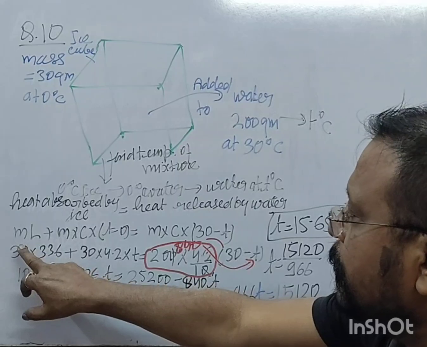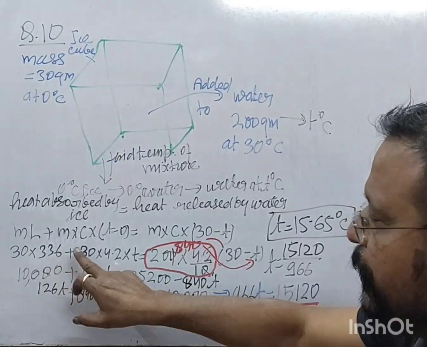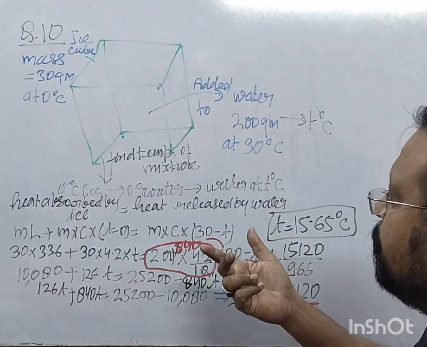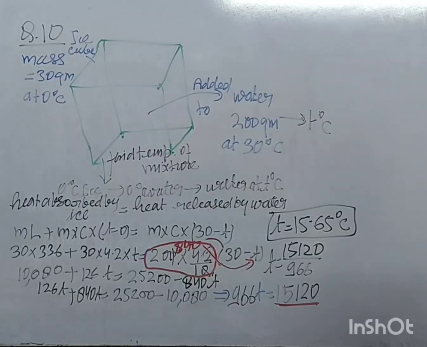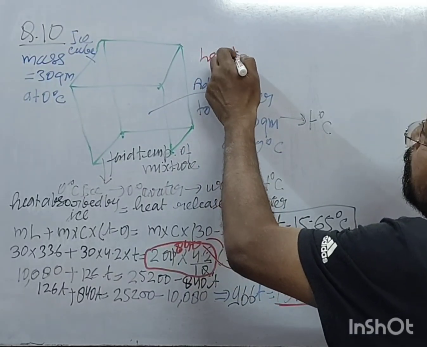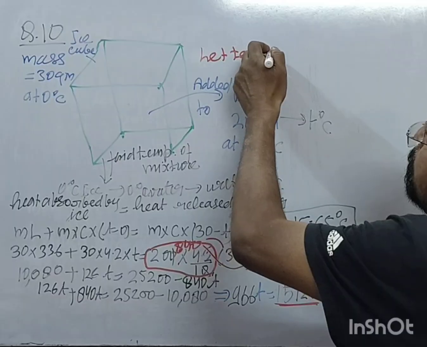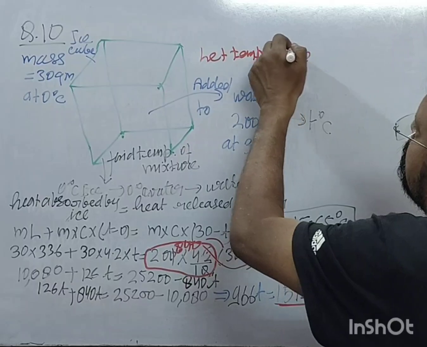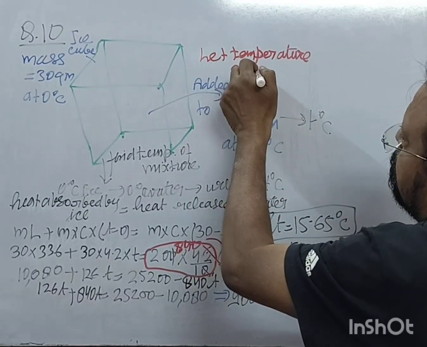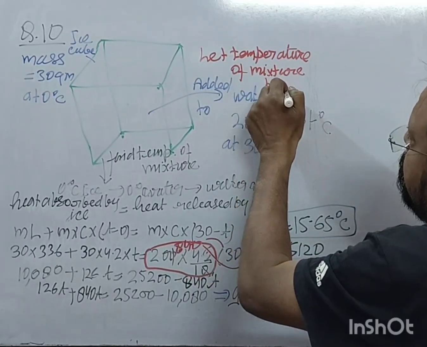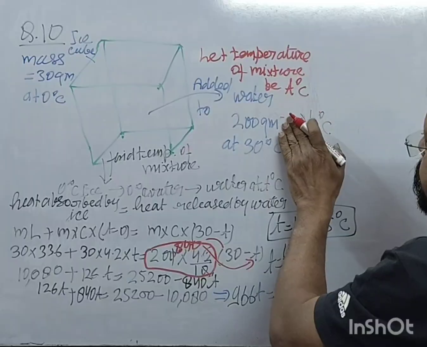How much 0 degree ice will convert into 0 degree water, and then water at 30 degrees Celsius. So we take mL, m into c into delta T, and here m into c into delta T. And let the temperature of the mixture be T degrees Celsius.